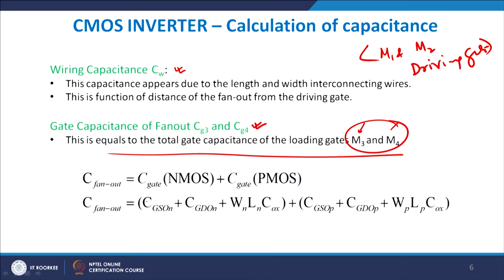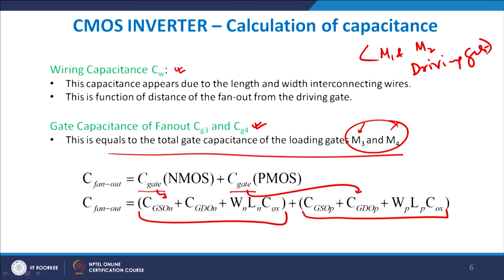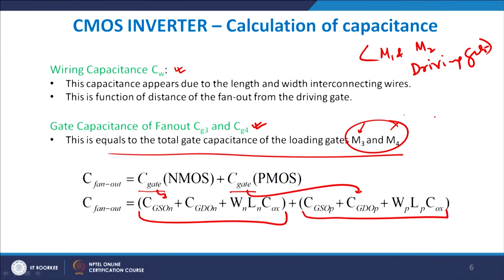C fan out is nothing but C gate of NMOS plus C gate of PMOS, because they are in parallel. If you look very closely, this has been broken up into this part and this into this part, and let us see how it works out. If you remember, Cox was the oxide capacitance per unit area, and the area under the gate is nothing but W into L, where L is the length of the device. If you take a cross section of the device, this is your W, and L is the distance between these 2 points. So I have a rectangular region, and W into L is the area under the gate, and therefore this is Wn into Ln into Cox. The same thing happens here: Wp into Lp into Cox.